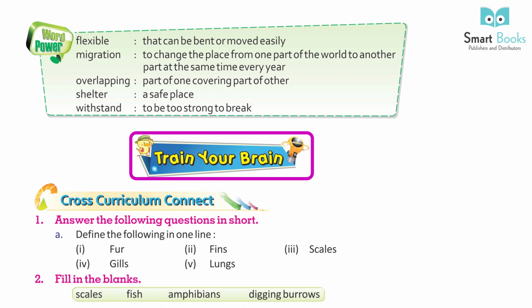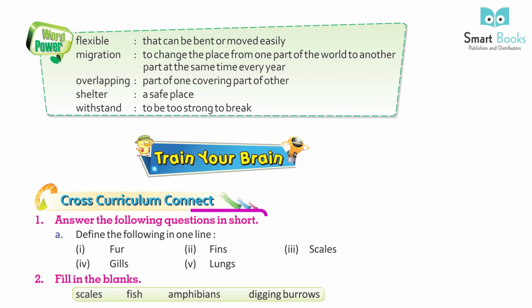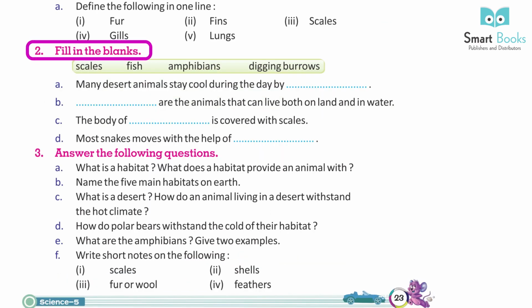Train your brain. Cross-curriculum connect. 1. Answer the following questions in short. A. Define the following in one line. 1. Fur, 2. Fins, 3. Scales, 4. Gills, 5. Lungs. 2. Fill in the blanks.